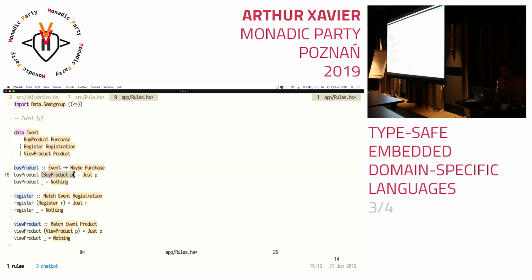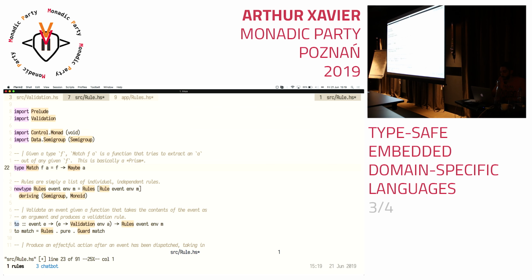In order to buy a product, B, right? If we're given an event of type BuyProduct, we can produce a purchase. If we're given an event of any other type, we cannot produce a purchase. Okay? And this type of function here is called a prism. I've called it match here just because it matches an A in this type F, okay, and extracts one from those.